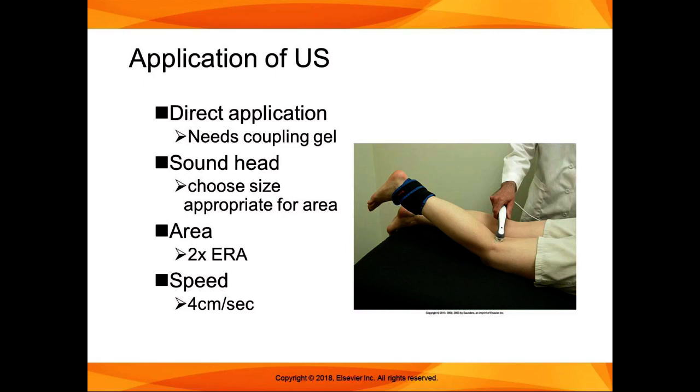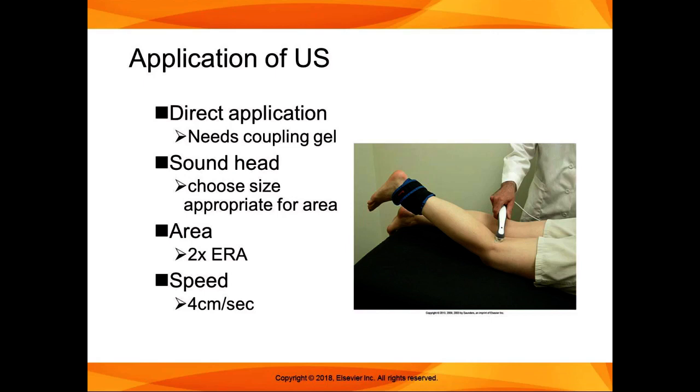You want to choose the size of sound head that is appropriate for the area. So if you're doing a larger area, you want a larger sound head. If you're doing a smaller area, you want a smaller sound head. You have to look at the area that you want to treat, and you want the area to be about 2 times the effective radiating area. So that's pretty small. If you have a 10 centimeter head, your ERA is probably going to be about 8 centimeters. It's a couple inches. So it's a pretty concentrated treatment.